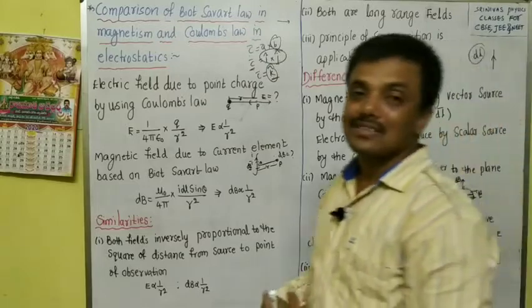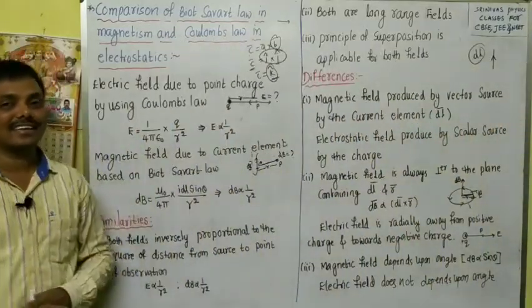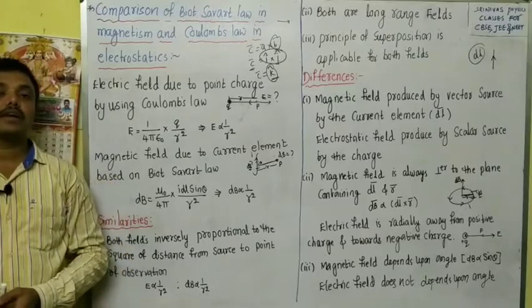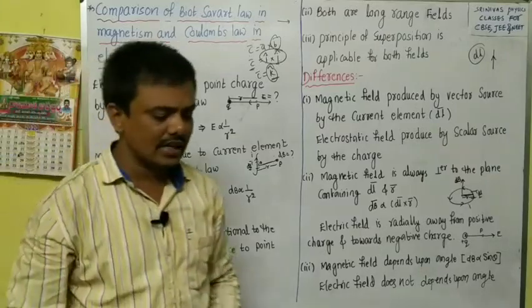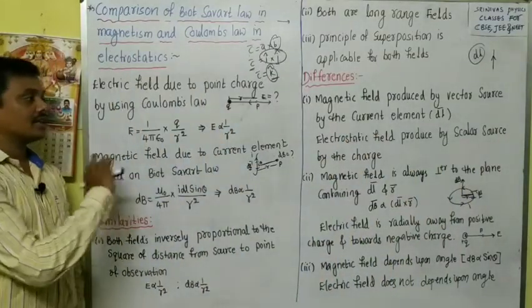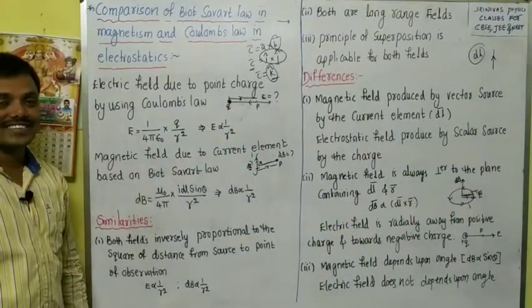These are the similarities and dissimilarities. And this is our topic. Next I will continue with one topic, a small relation I will give, that is the relation between mu naught and epsilon naught. You take a screenshot and write the notes.